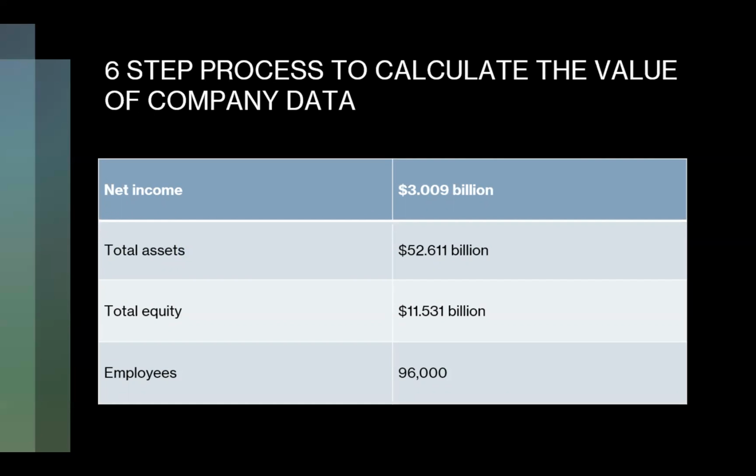So the company itself is worth about 64 billion, with 52.6 billion in total assets and 11.5 billion in total equities. This data is from 2019. They were rated at 96,000 employees in 2020. Part of the cost savings mechanisms was cutting 36,000 employees, so they're closer to a 60,000 employee count right now.